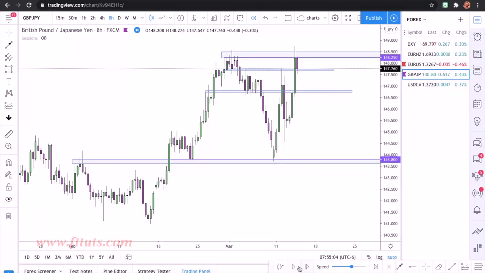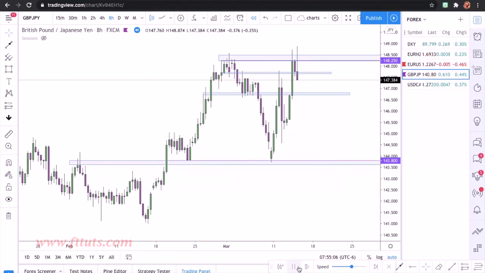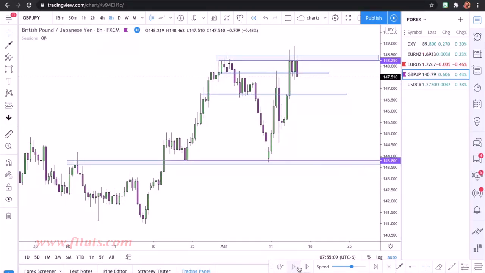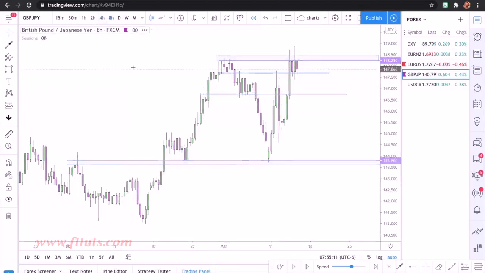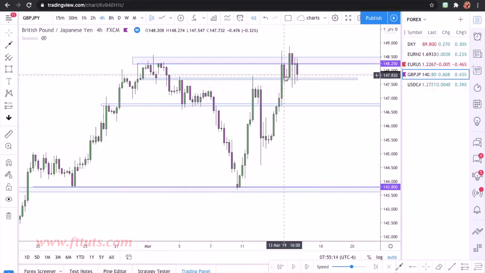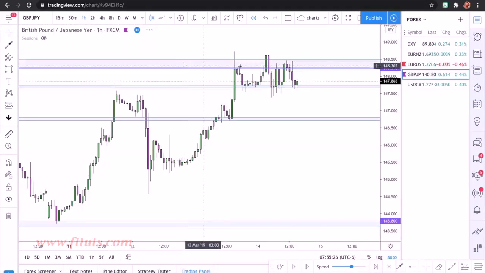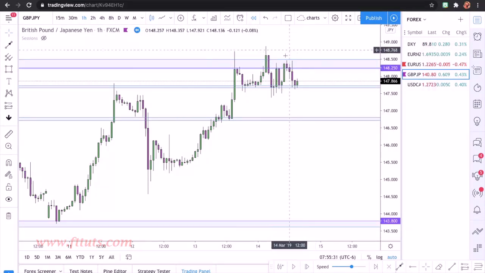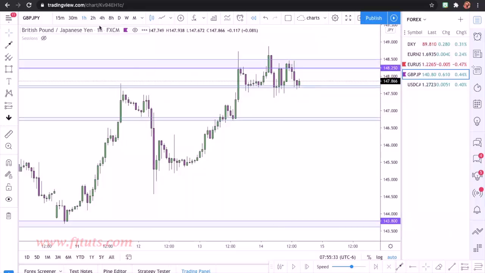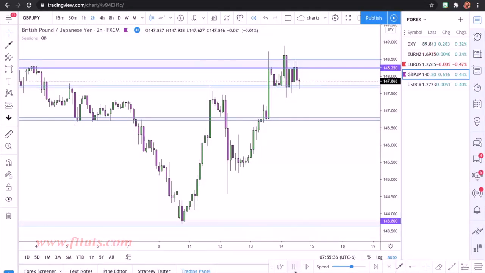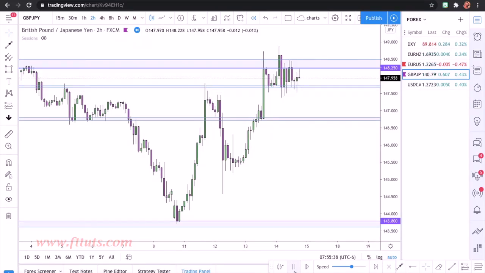Okay, so let's just see. So this is the 8 hour, this is the 4 hour. So we tried to break above, false breakout, and we're trying to continue down now. So like I said, anywhere between 148.5 and 148.250 when we see rejection on the lower time frames especially. So we have one hit, false breakout, two hits, anywhere around this area is where we can look for a short, because more than likely it's going to drop.